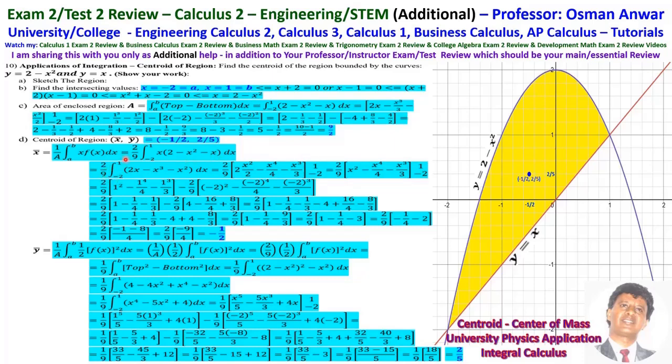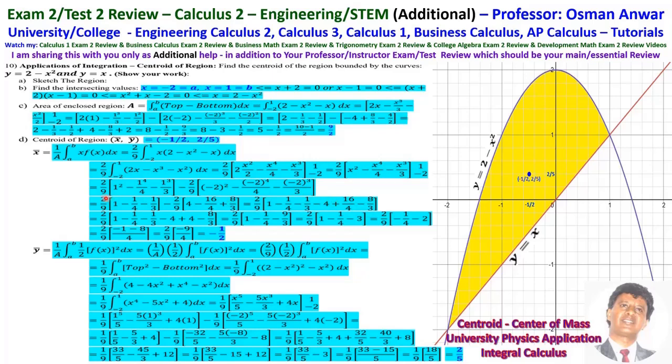integration from minus 2 to 1, 2x minus x cubed minus x squared dx, which is 2 over 9, 2 times x squared over 2 minus x to the 4 over 4 minus x to the third over 3, evaluated from minus 2 to 1, which is 2 over 9 times x squared minus x to the 4 over 4 minus x to the third over 3, evaluated from minus 2 to 1, which is 2 over 9 times 1 squared minus 1 to the 4 over 4 minus 1 to the third over 3, minus 2 over 9 times minus 2 squared minus minus 2 to the 4 over 4 minus minus 2 to the third over 3.